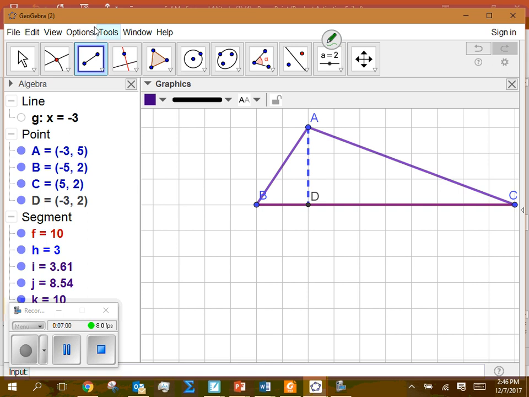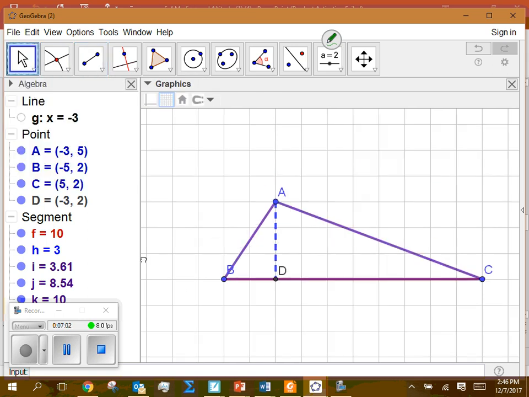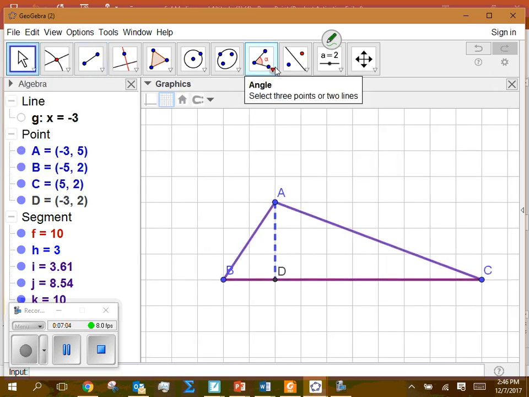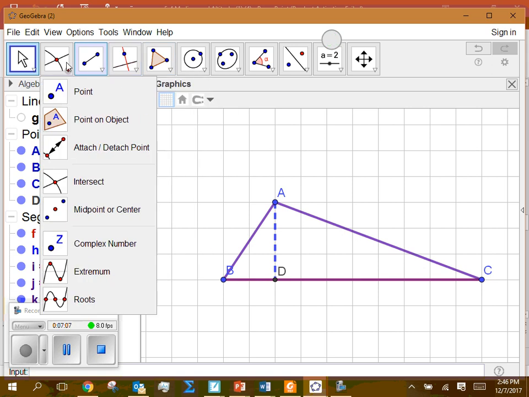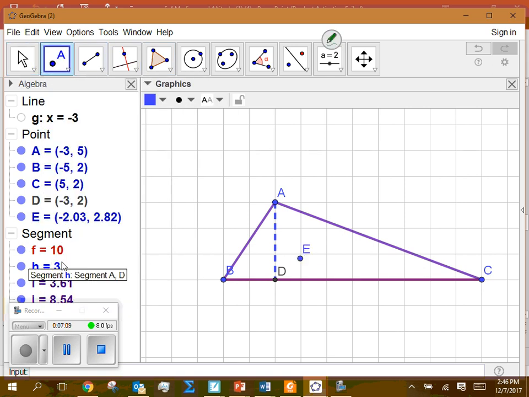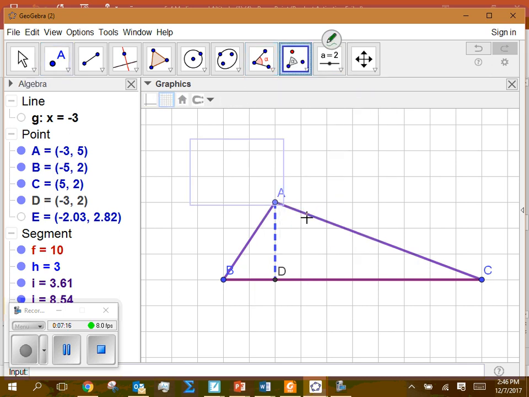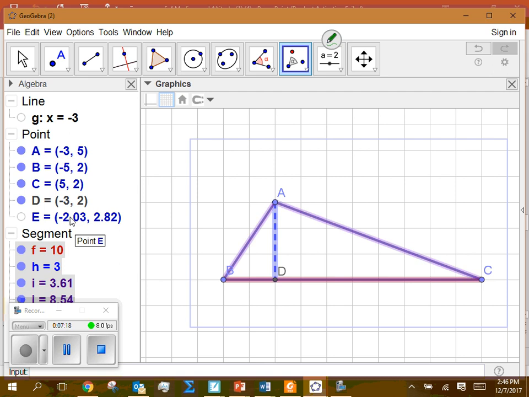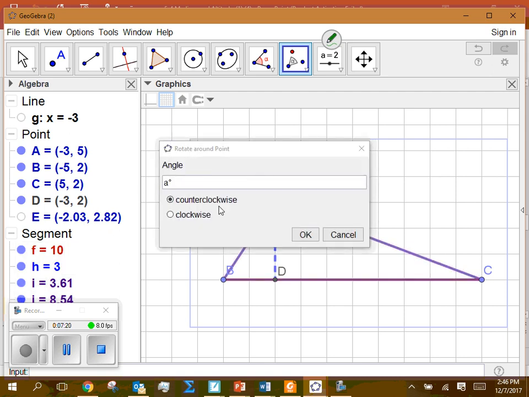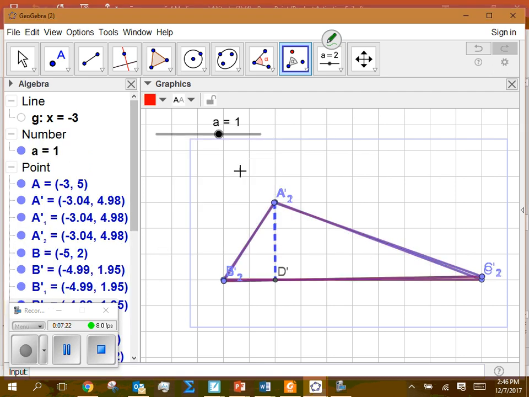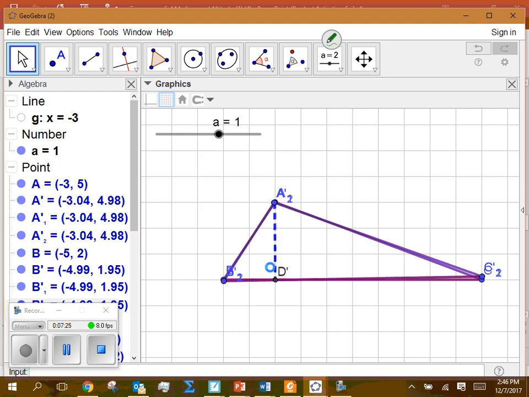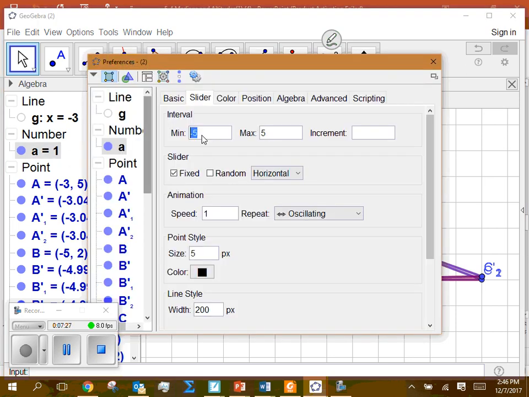Let's see if we can do this right. Another point in here. Don't worry about it. And we're going to rotate this thing around that point. Alpha. Create a slider.